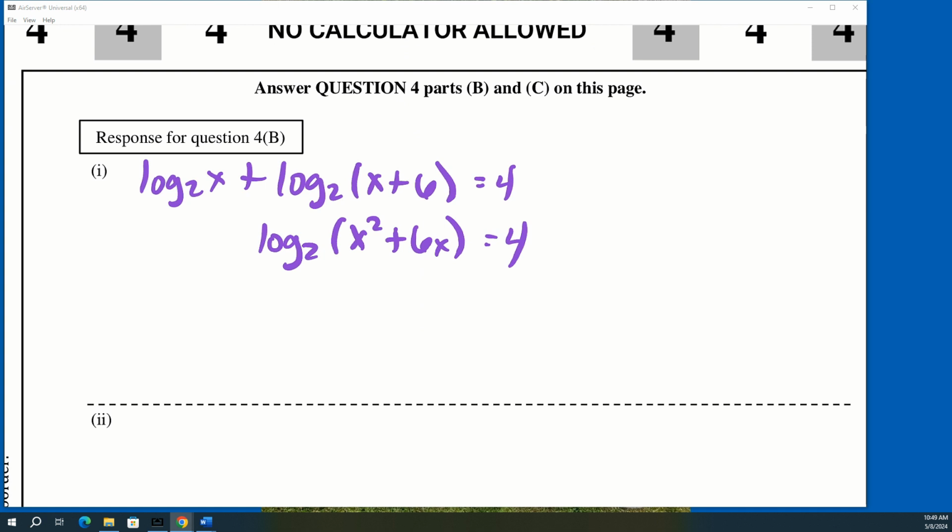And on these log equations, there's two options. You can either drop off the logs or you can write in exponential form. But to be able to drop off the logs, you have to have logs on both sides. So this one's going to be exponential form. So you guys go ahead and take this logarithmic equation and write it in exponential form, please.